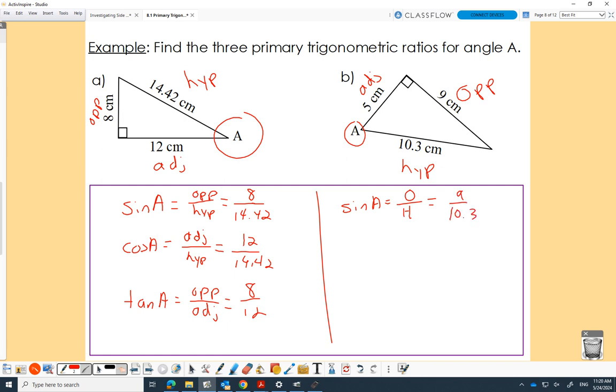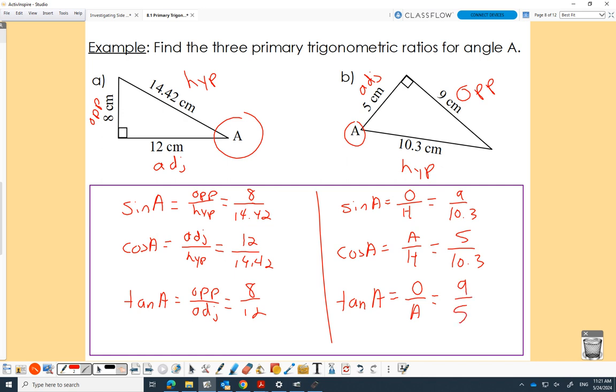I like it. And that's adjacent over hypotenuse. And now there's the letter A, but A's in cos A. Oh, now I'm confused. Okay, don't use that as your shortcut. Use ADJ if it confused you at all. And so I get 5 over 10.3. And then tan, our old friend tan, is opposite over adjacent, which is 9 over 5.